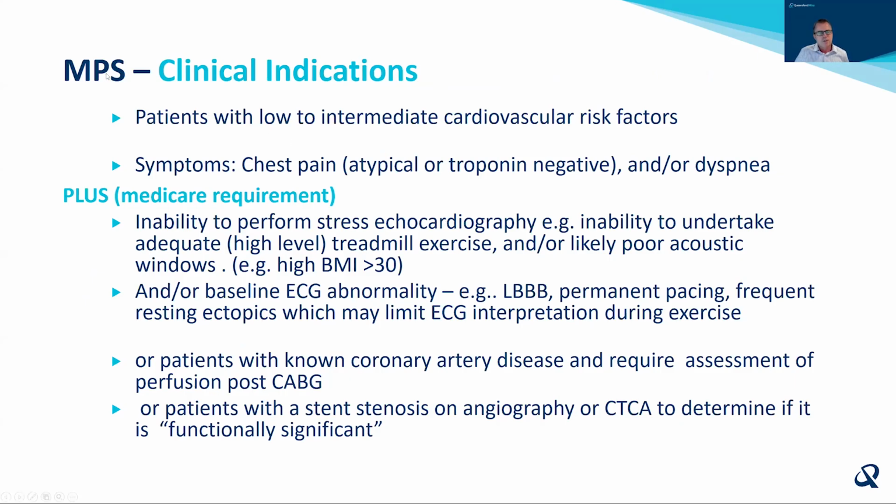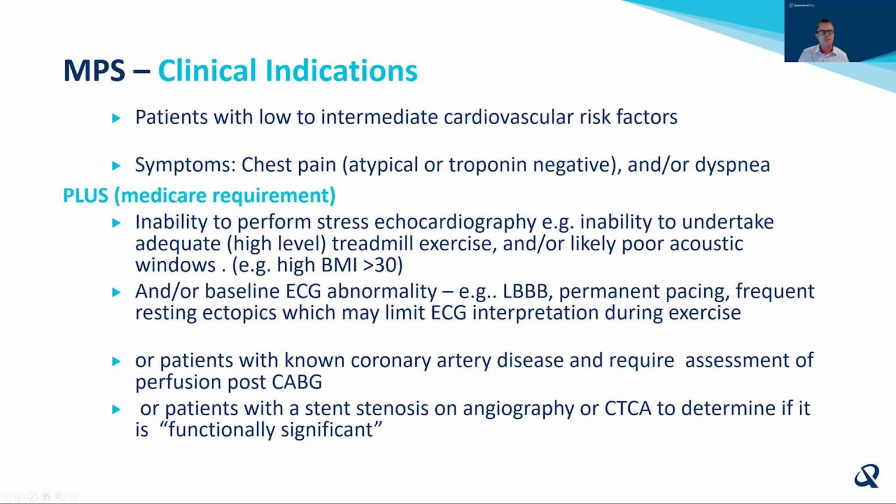So just quickly, the general clinical indication for MPS. Now, MPS is reserved usually for patients with low to intermediate cardiovascular risk factors. Patients with very high cardiovascular risk factors and typical chest pain should obviously have angiography by cardiology. Now, the patients have to have symptoms, which of course is chest pain, which can be atypical or typical. Has to be preferably troponin negative. If the patient's troponin positive, then once again they should see a cardiologist for angiography, and/or they can have dyspnea, which is the angina equivalent.